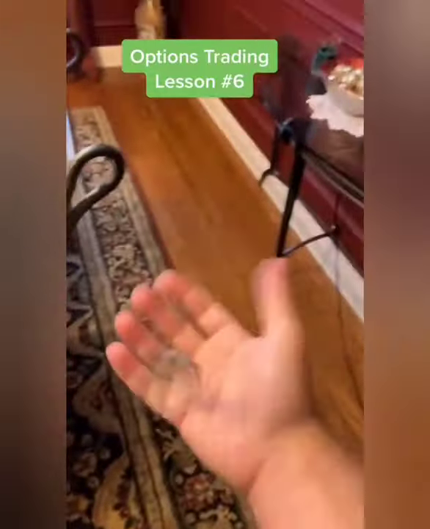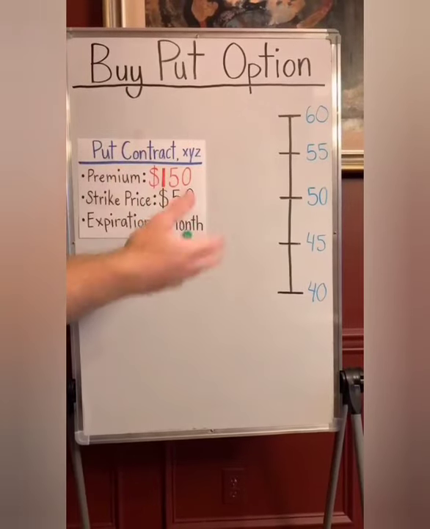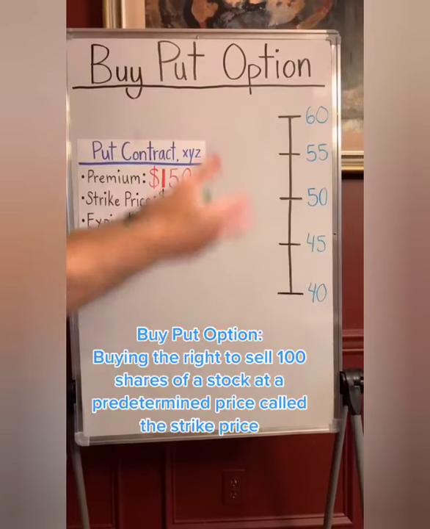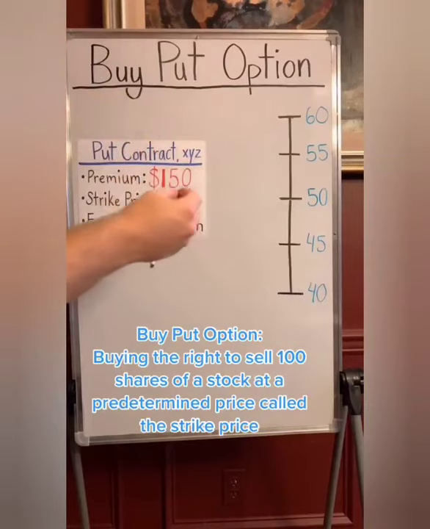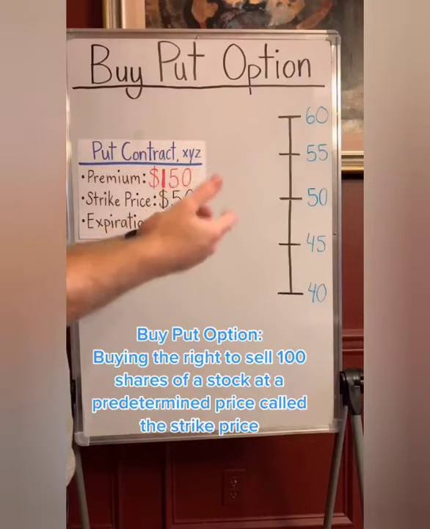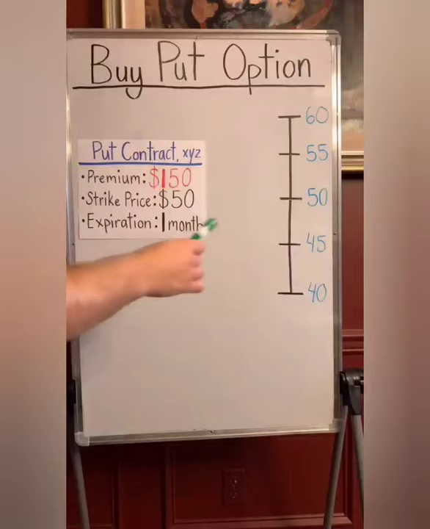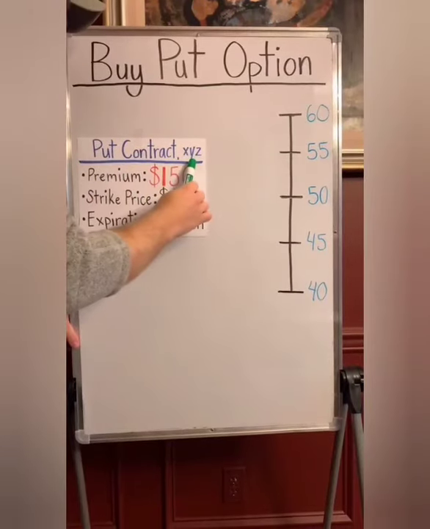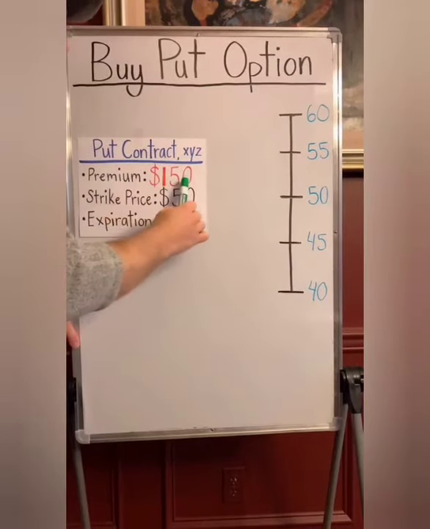Options trading, lesson number 6. Buying a put option explained. Whenever you buy a put option, you are buying the right to sell 100 shares of a stock at a predetermined price called the strike price. So let's say we buy a put option for stock XYZ. We pay a premium of $150 for the contract.